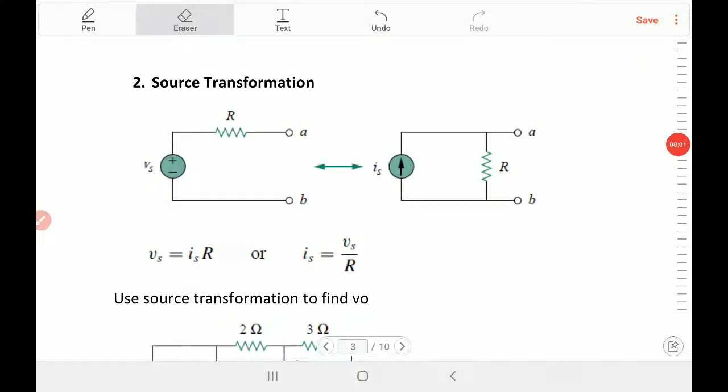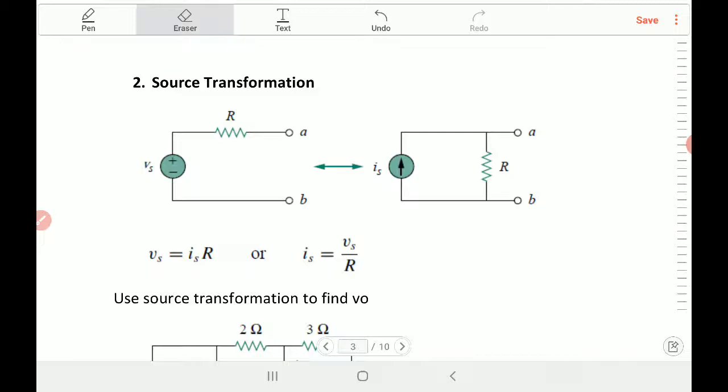Hi everybody. That's the second tutorial session of the series Circuit Theorems. This session we're going to explain source transformation, and the question is, when can we use source transformation?